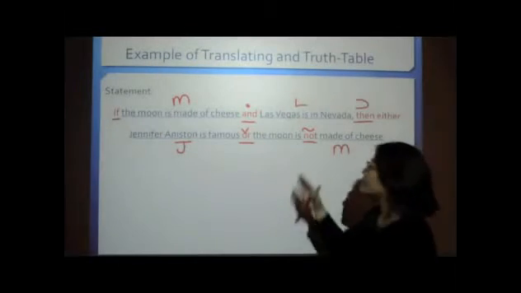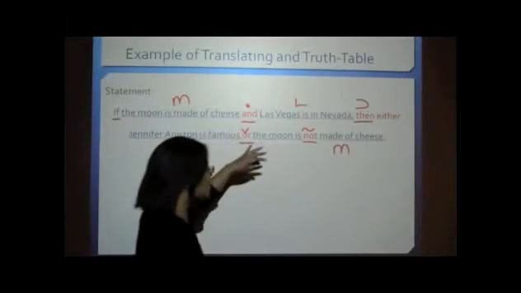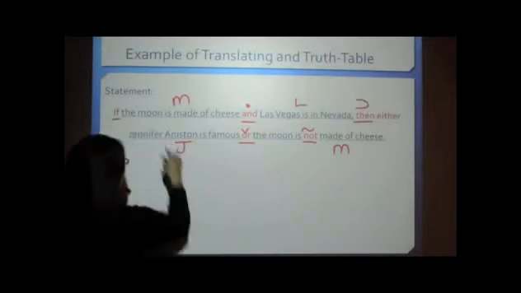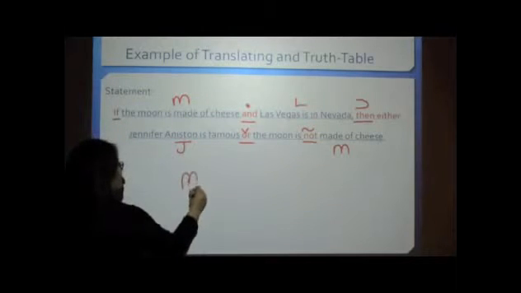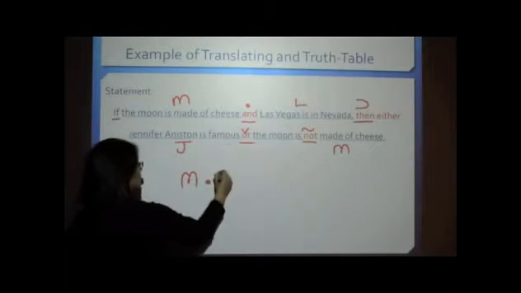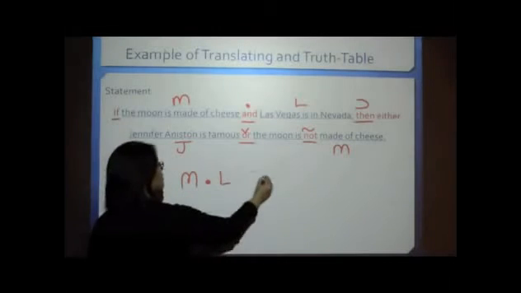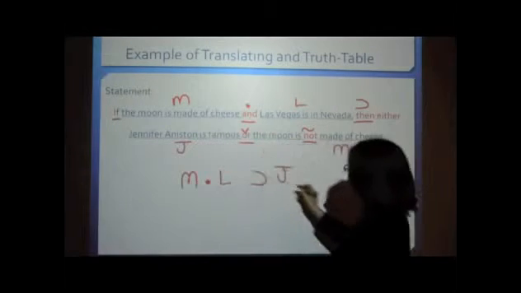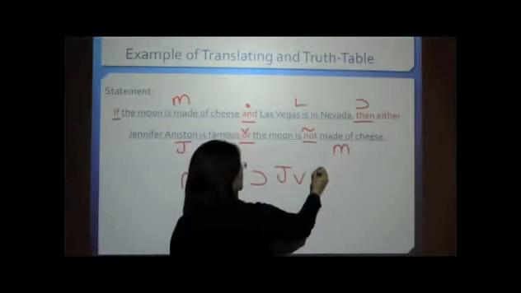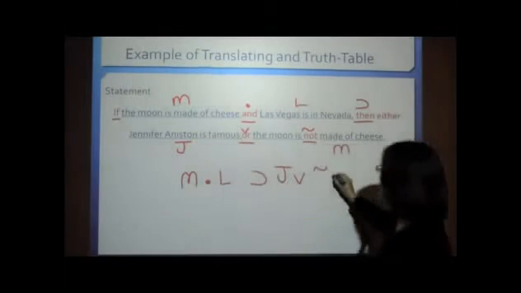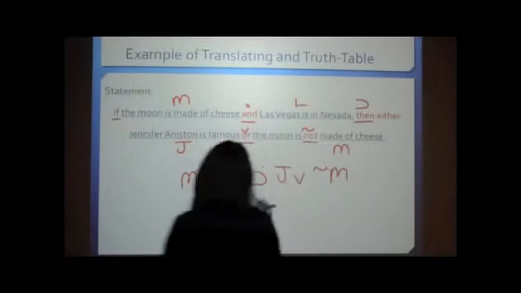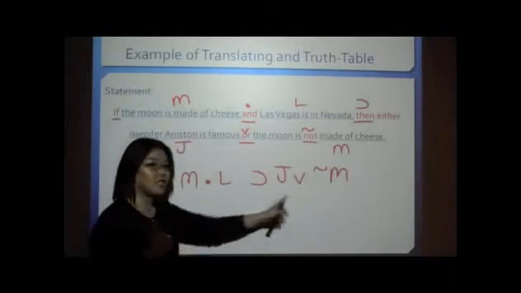Okay? So now that we've gone ahead and identified all the logical operators and the simple statements, we're going to write this out. Okay? So we have here M dot L horseshoe J wedge tilde M. Okay? Now if you look here, this is not a well-formed formula.